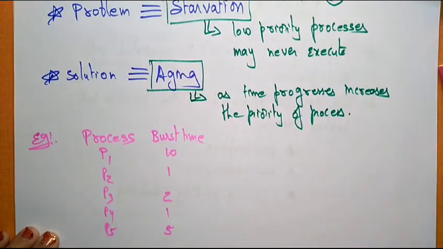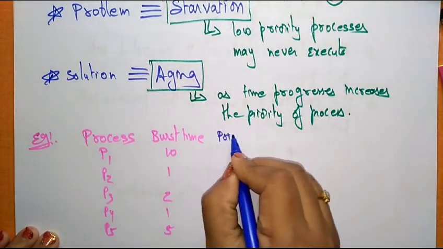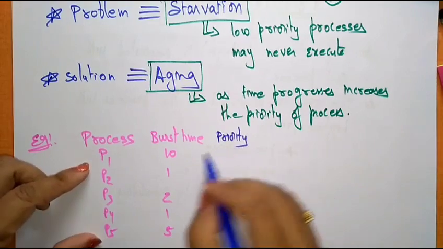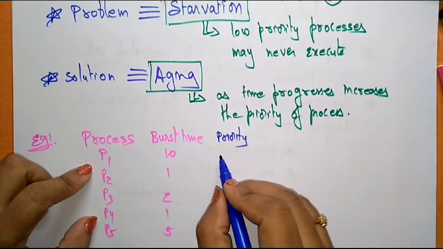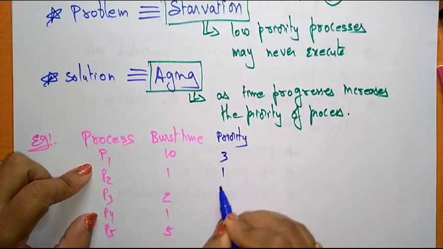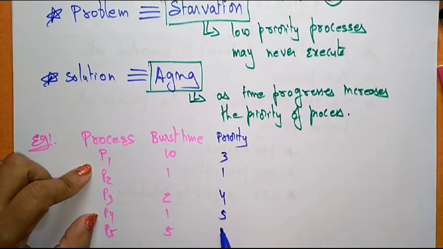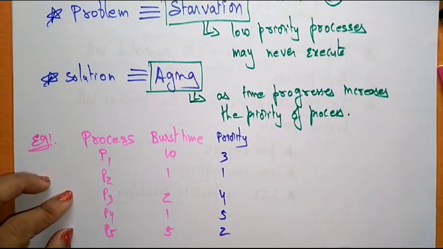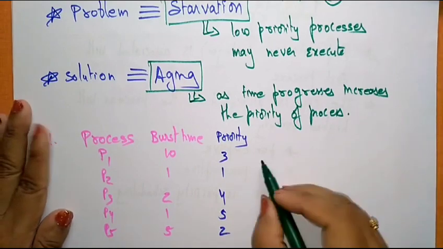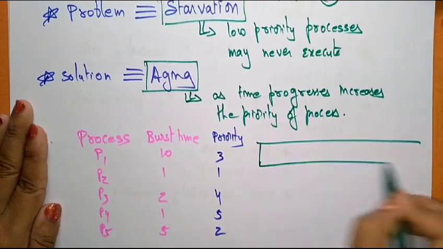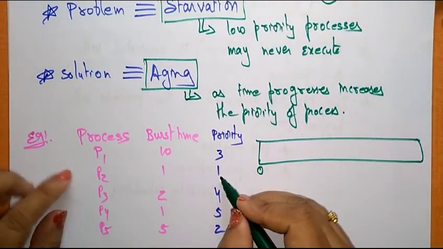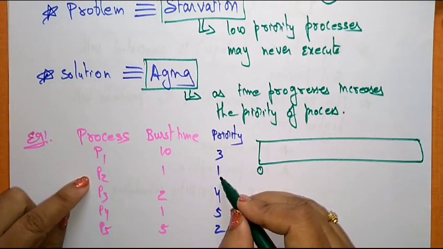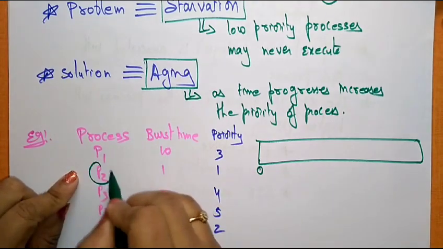And you have to take the priorities also. I said already, whenever you are introducing the process, you have to assign the priorities. Then the CPU will take the highest priority process. The priorities are 3, 1, 4, 5, 2. So these are the priorities. Now let us see how the processes execute in the CPU. So first, which has the highest priority? I said the priority starts from the smallest integer. The 1 has the highest priority. So P2 is the highest priority.